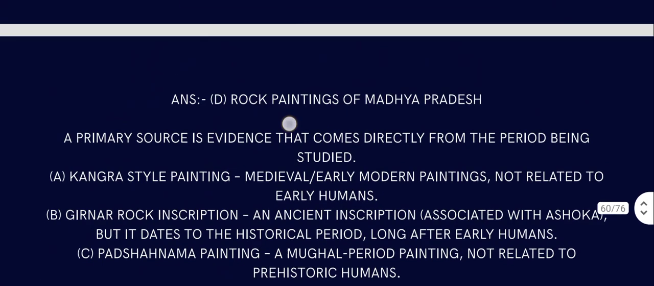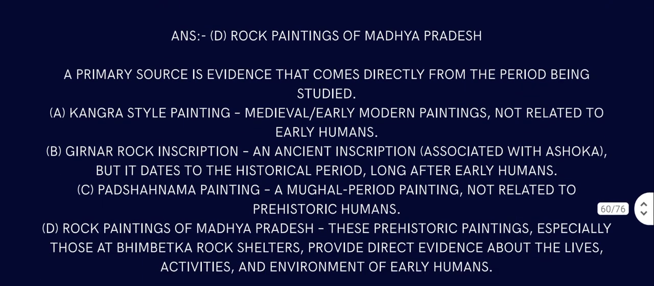Your answer is rock painting of Madhya Pradesh because a primary source is evidence that comes directly from the period being studied. Kangra style painting, a medieval, early modern painting, is not related to early humans. Girnar rock inscription, an ancient inscription associated with Ashoka, dates to a historical period long after early humans. Early humans come long before them.